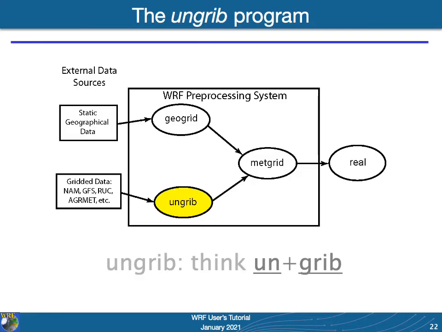So having looked at the Geogrid component of the WPS, we're now going to look at the component called Ungrib. The name of the Ungrib program comes from the fact that it works with a file format called grib, which we'll talk about in just a couple of slides. And effectively, it undoes this grib formatting of datasets. It converts grib datasets into a format that's much easier to process by the Metgrid program.